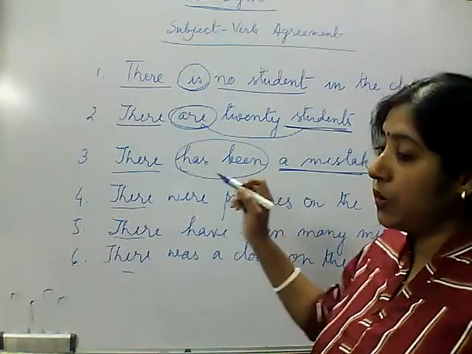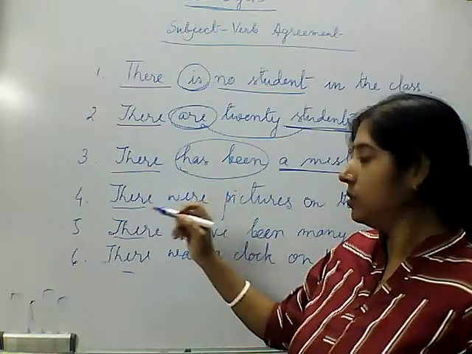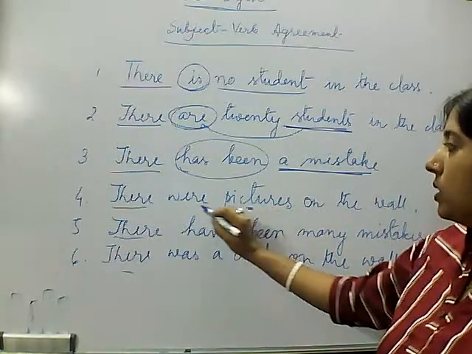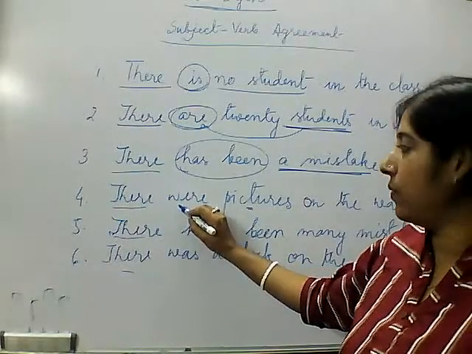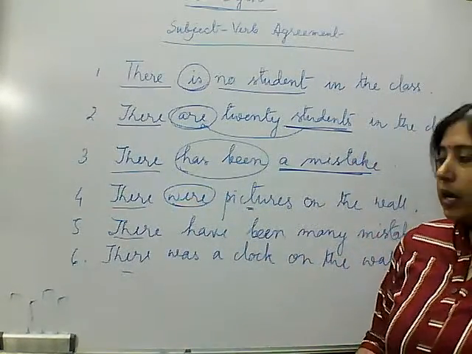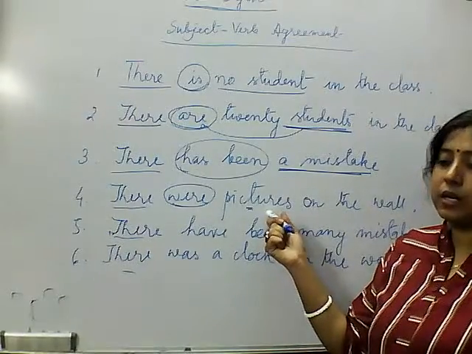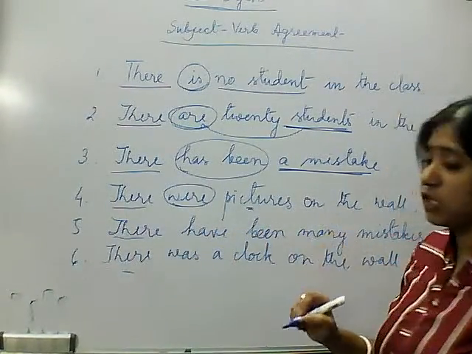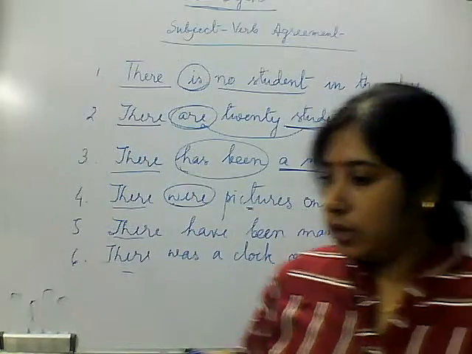Okay, children. So here, of course, there were pictures. We are following this word, picture. This is plural, so a plural verb will be used. Clear to you? Because "pictures" is given here. And the next one is, "There have been many mistakes," meaning this is plural.